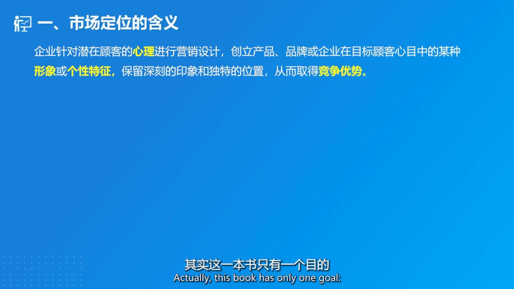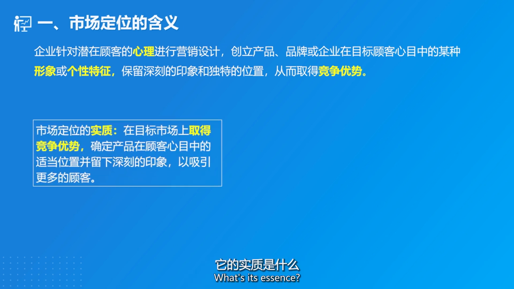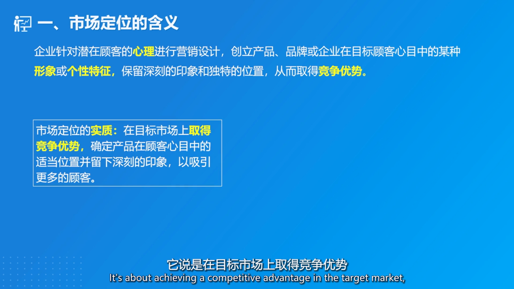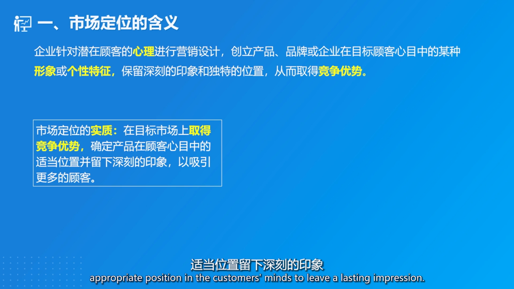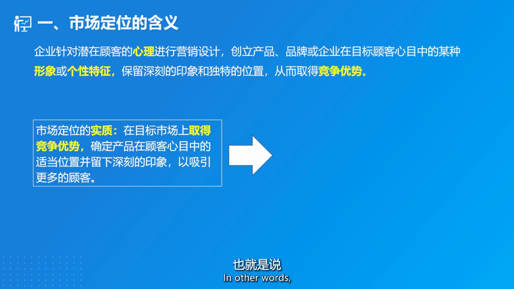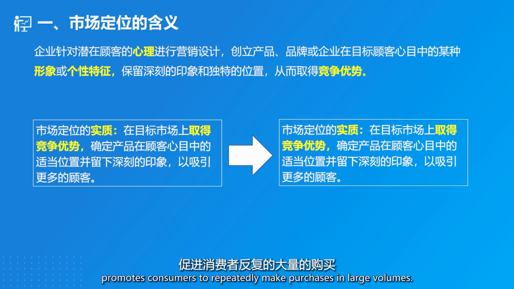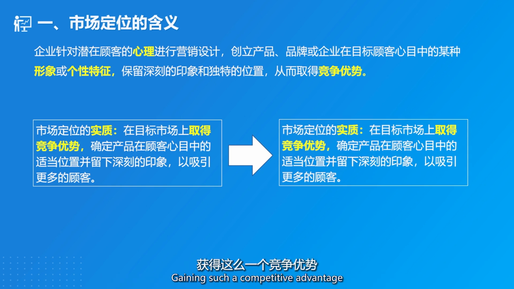Actually, this book has only one goal. That is, to generate more profit. What's its essence? It's about achieving a competitive advantage in the target market, then determining the product's appropriate position in the customer's minds to leave a lasting impression. In other words, securing a good positioning promotes consumers to repeatedly make purchases in large volumes. Gaining such a competitive advantage makes it impossible for competitors to compete with us.